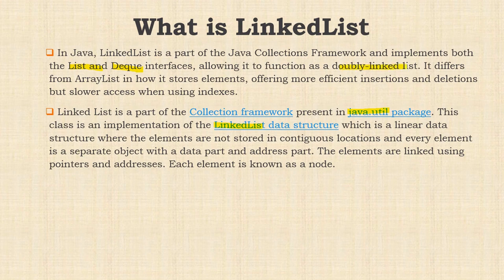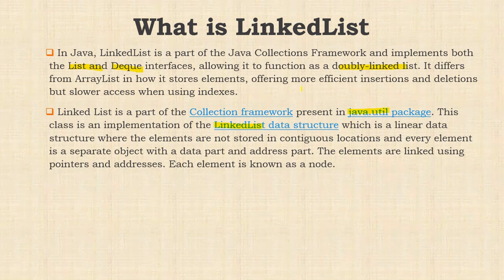Which is a linear data structure. So, a linked list data structure is a linear data structure where the elements are not stored in contiguous locations, and every element is a separate object with a data part and an address part. The elements are linked using pointers and addresses. Each element is known as a node.